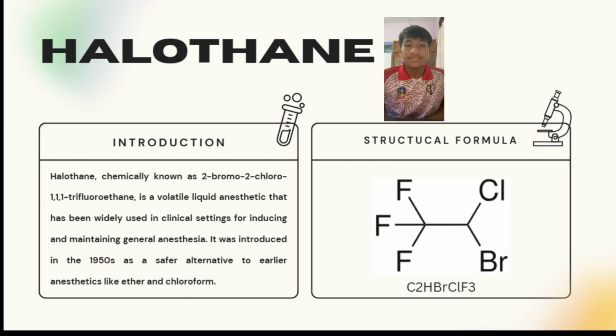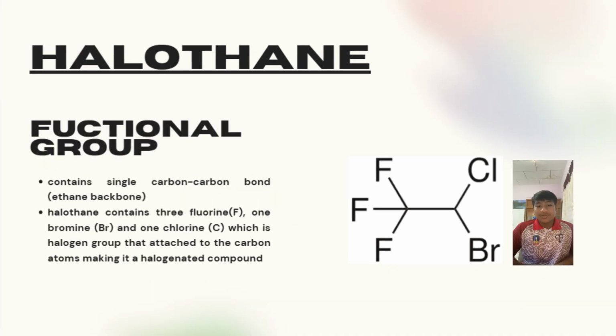It was introduced in the 1950s as a safer alternative to earlier anesthetics like ether or chloroform. So next, the structural formula for HELYATI is C2H-BrCl-F3. So next, we move to the functional group of HELYATI. HELYATI contains a single carbon-carbon bond, that is the ethane backbone. Next, HELYATI contains 3 fluorine, 1 bromine, and 1 chlorine, which is a halogen group that attaches to the carbon atoms, making it a halogenated compound.